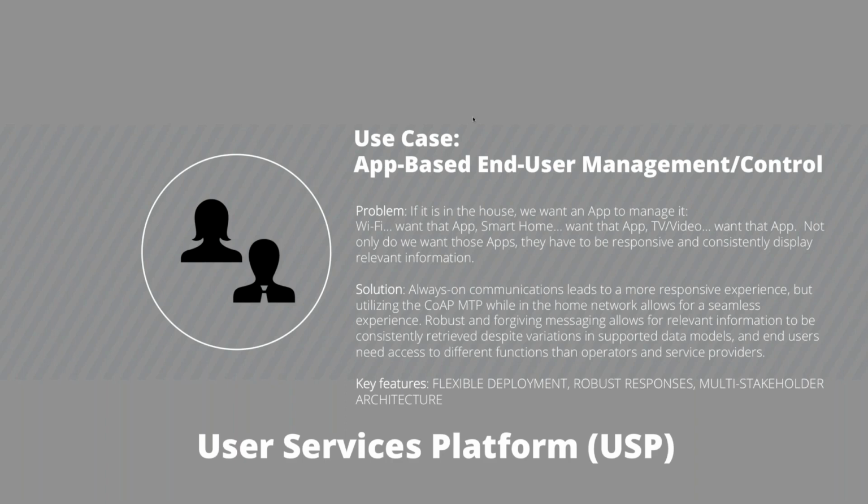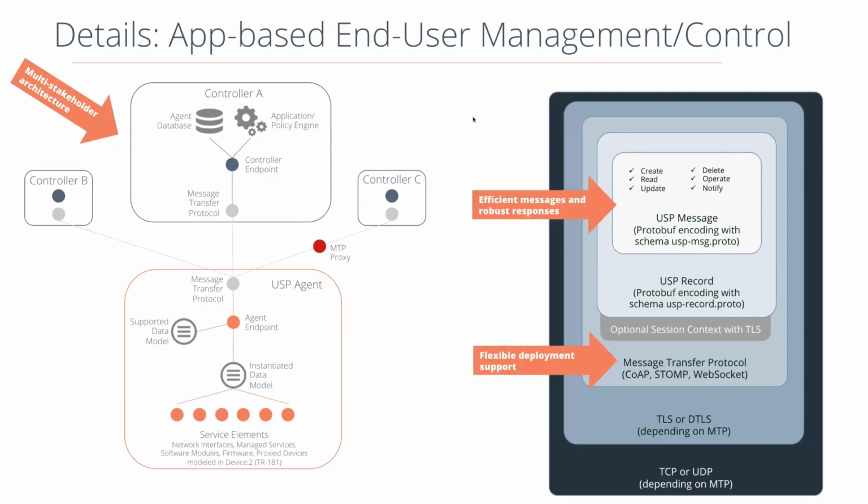And so some of the key features in here are flexible deployments, robust responses, multi-stakeholder architecture. And if we look at the big picture, we'll see how this all ties together. In the multi-stakeholder architecture up on the top left, this is basically talking about how you can actually have multiple controllers. It's not just your operator and your ACS concept anymore. You now can expand into any number of service providers having access to devices in the house at any given time.